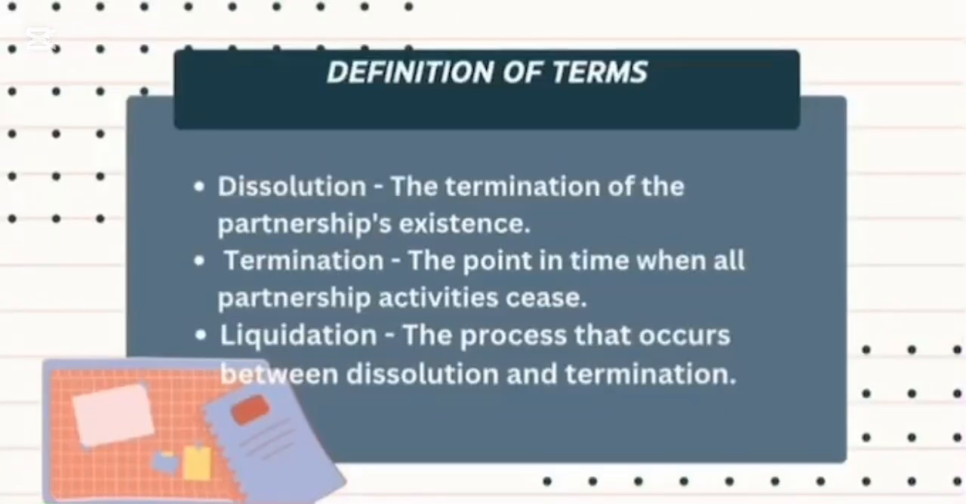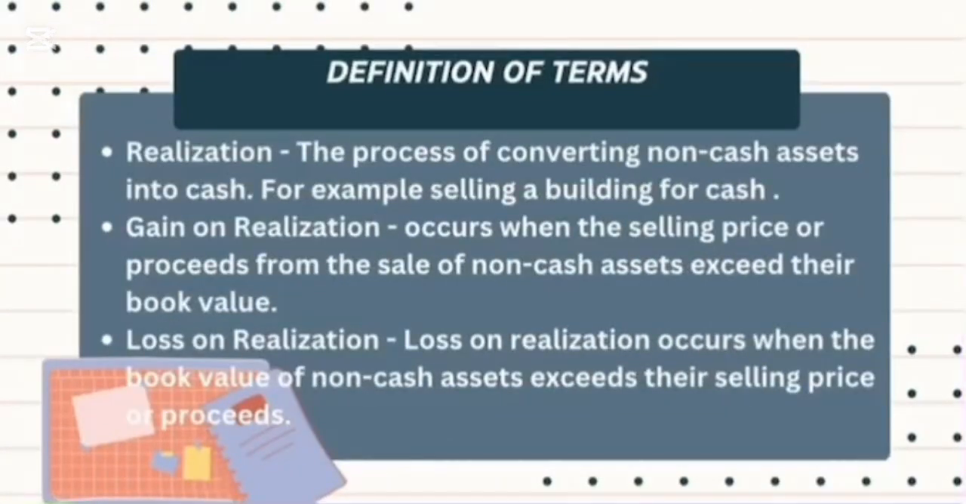Realization. Selling a building for cash. Gain on realization occurs when the selling price or proceeds from the sale of non-cash assets exceed their book value. Example, if merchandise costing 20,000 is sold for 25,000, the excess of 5,000 is a gain on realization because the proceeds are greater than the cost.